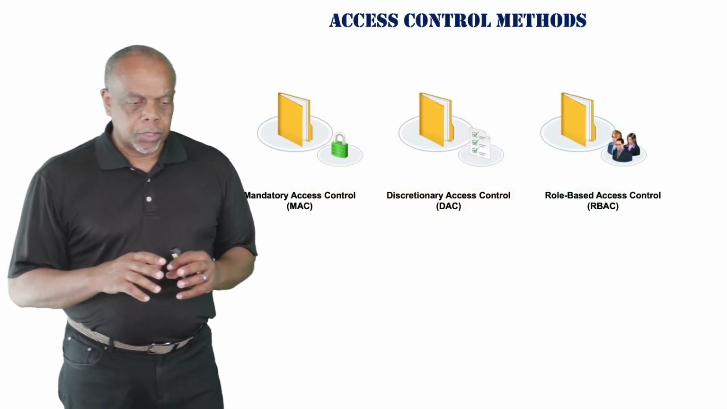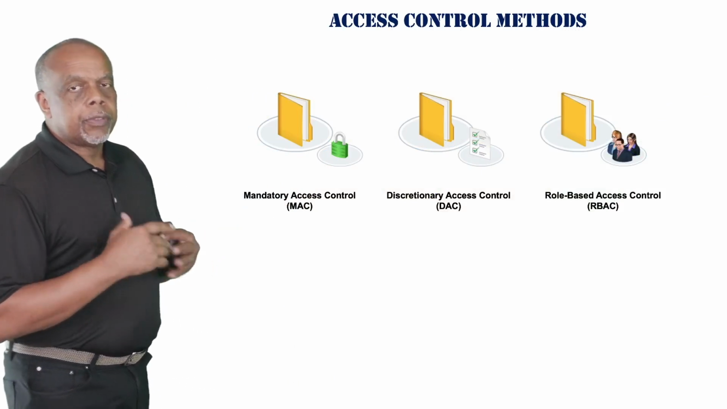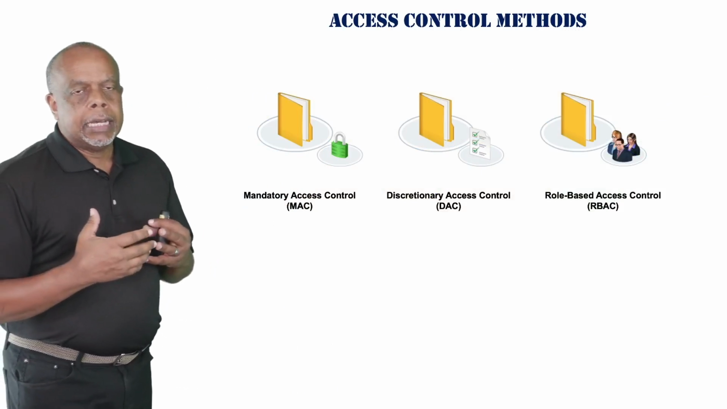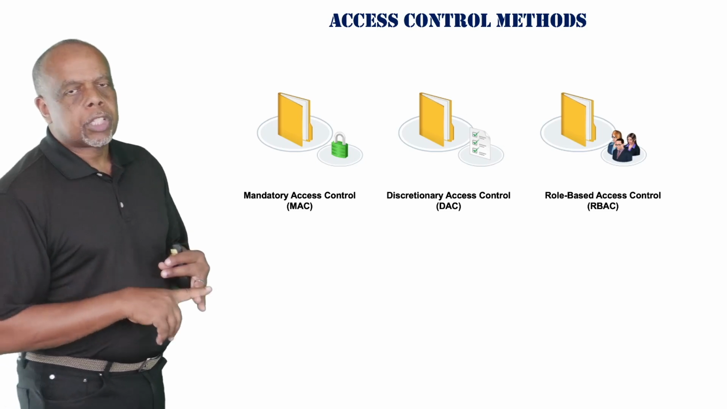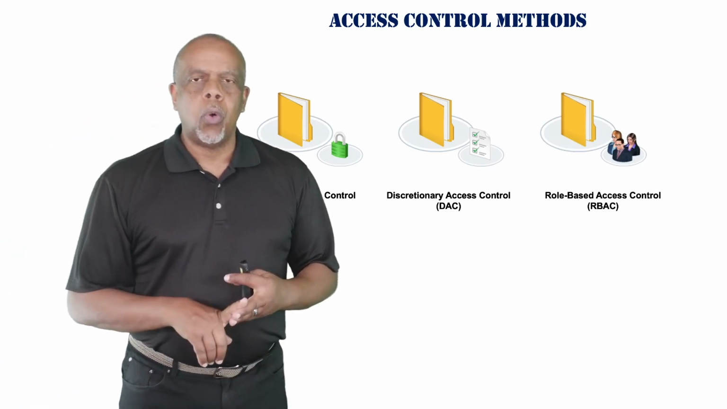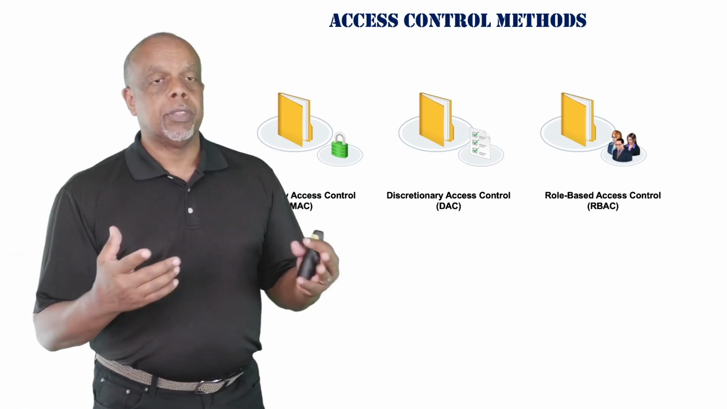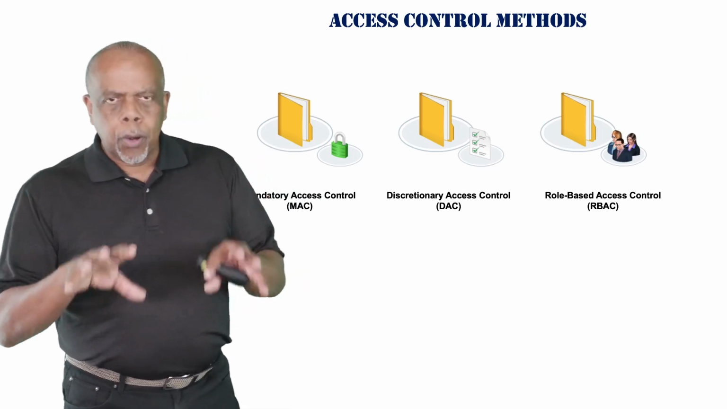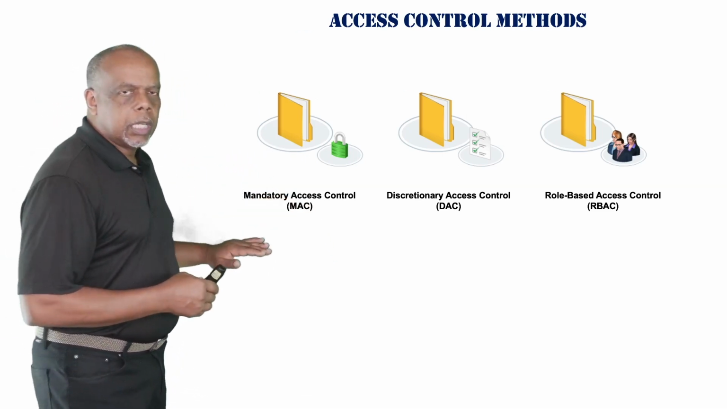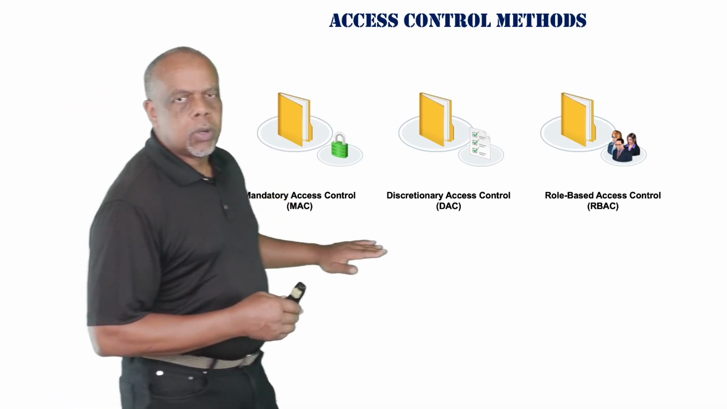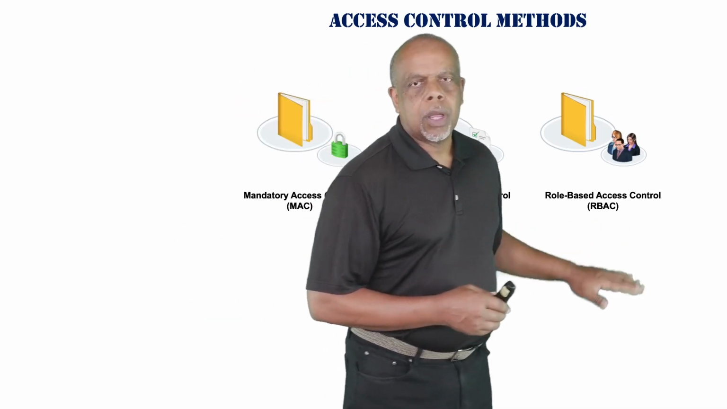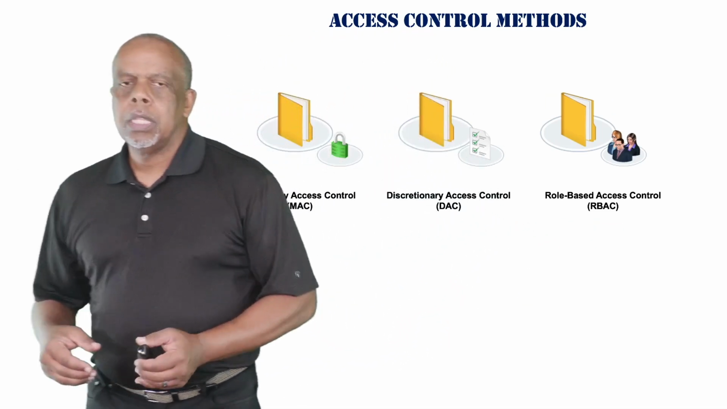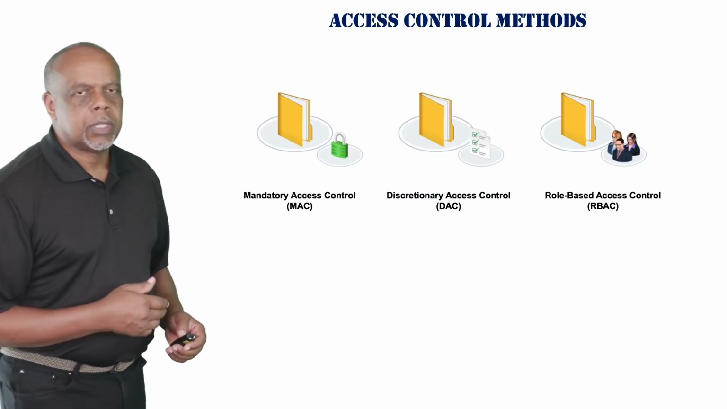Now, we talked about access control methods. These are three of the major methods that we talk about: mandatory access control, discretionary access control, role-based access control. And there are some others. There's rule-based and some others. But for the purpose of keeping it simple, we're just gonna talk about these three: mandatory, MAC; discretionary, DAC; role-based, RBAC. That's what those mean, if you've seen those in your Security Plus training.